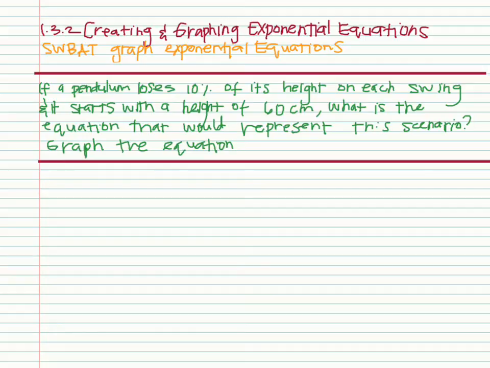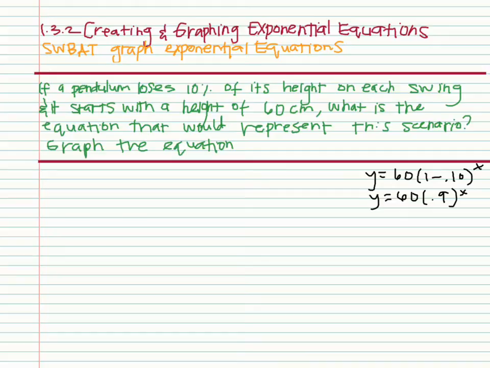So, let's start out with the equation. I noticed that it says it's losing height, so I'm going to use the exponential decay formula. My equation is y equals 60 times 0.9 to the power of x. I found that by substituting my height of 60 centimeters, my percentage lost, which was 10%, or 0.10, and then combining 1 minus 0.10 to get 0.9.